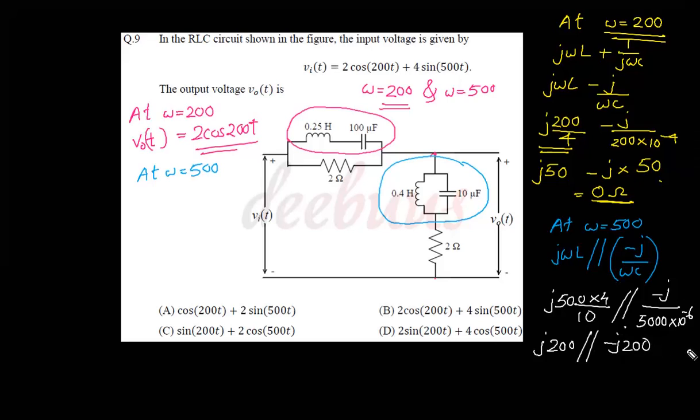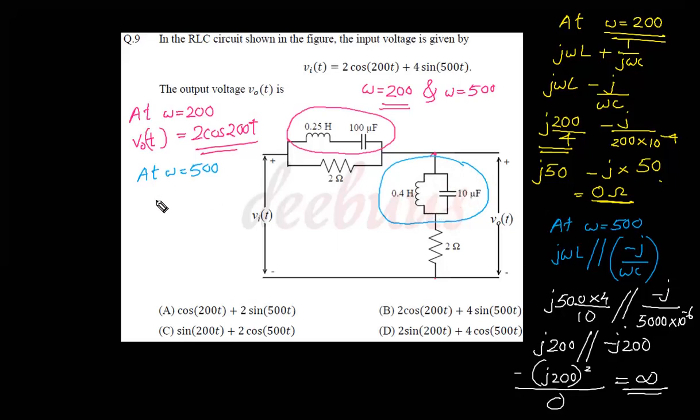Now we can calculate the impedance of this parallel combination: j 200 into minus j 200 divided by, using R1 R2 by R1 plus R2. In the denominator it is 0, since j 200 minus j 200 equal to 0. So the impedance turns out to be minus j 200 the whole square by 0, equal to infinity. That means at omega equal to 500, this term is acting as an open circuit element, right?